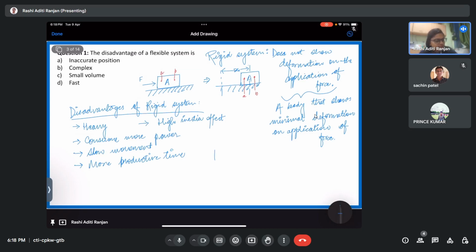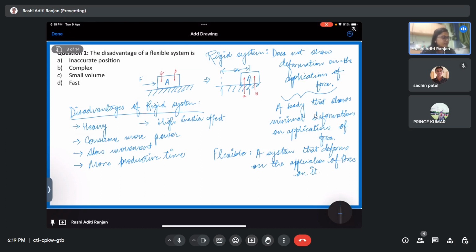When I talk about a flexible system, first, I define it as a system which does not satisfy the criteria of a rigid system. Second, a flexible system is a system that deforms on the application of force on it, right? So this is my flexible system.